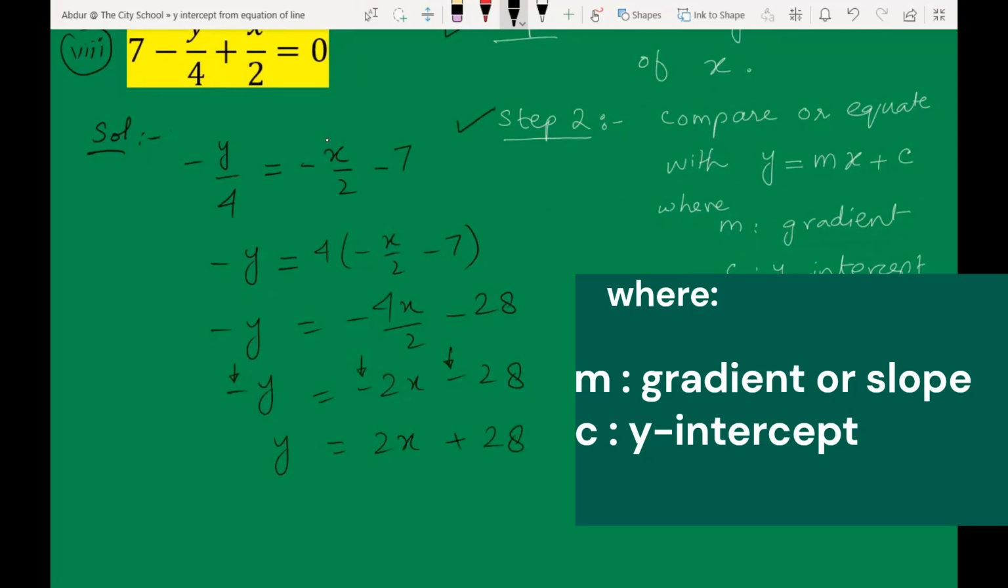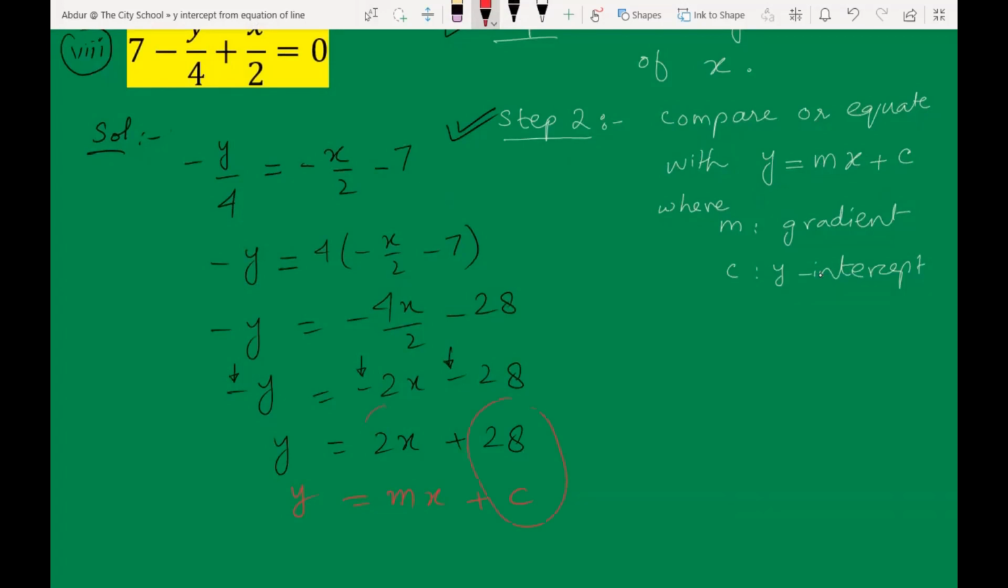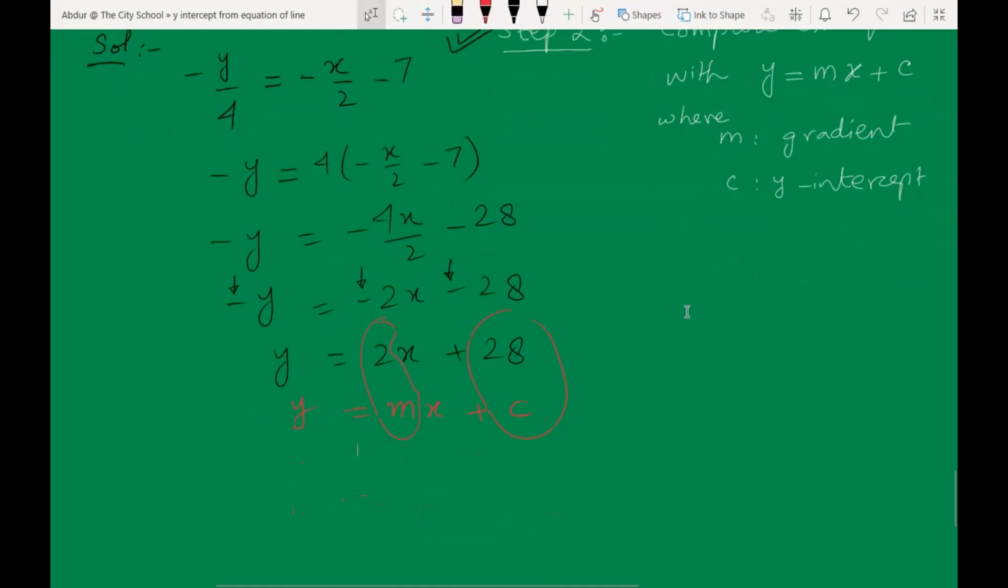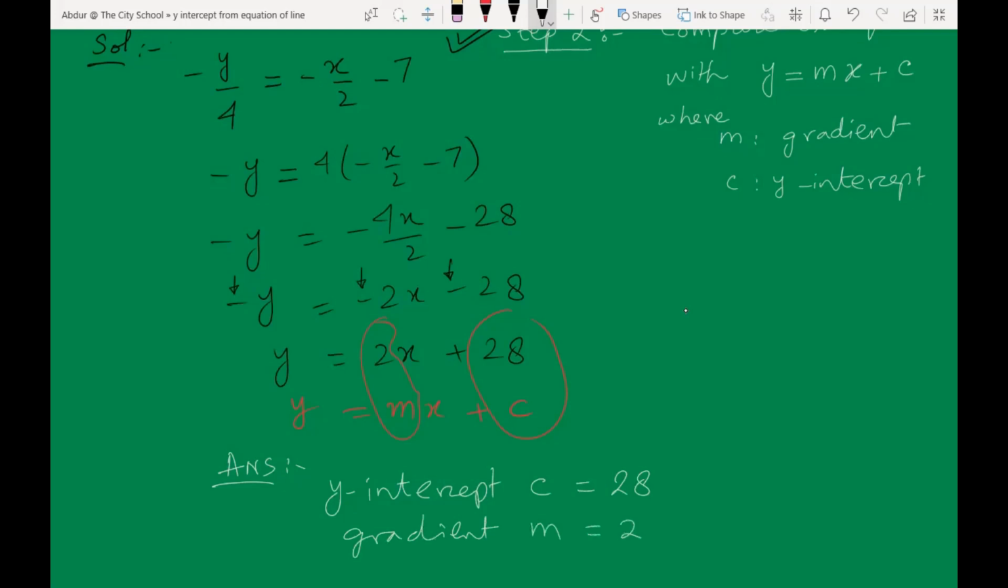Now, step number 2. In step number 2, you have to compare or equate with y equal to mx plus c, where m is the gradient and c is the y-intercept. So recall y equal to mx plus c. c is 28 and m is 2 here. So the final answer will be: the y-intercept, which was c, is 28, and the gradient, which is m, equals 2.